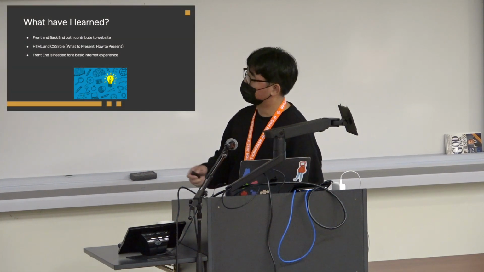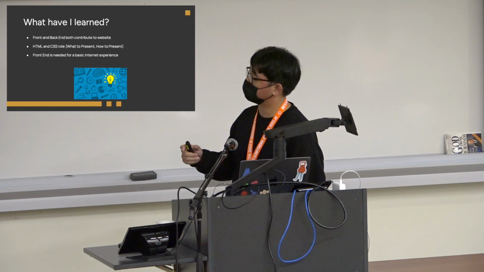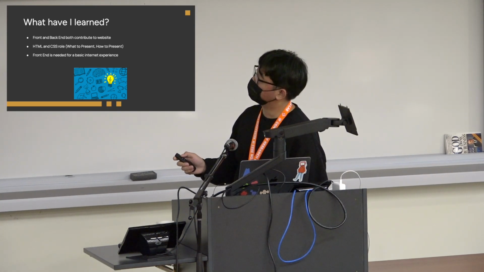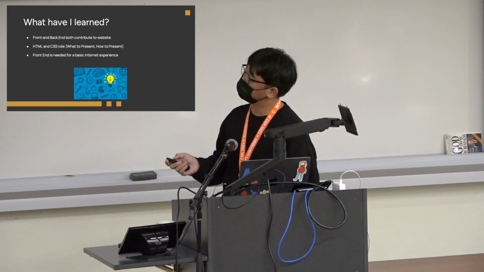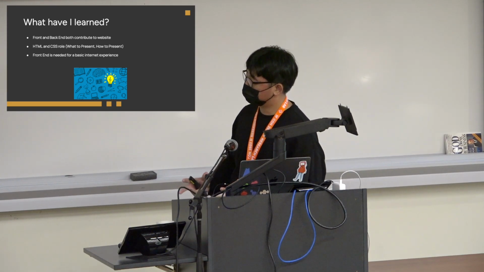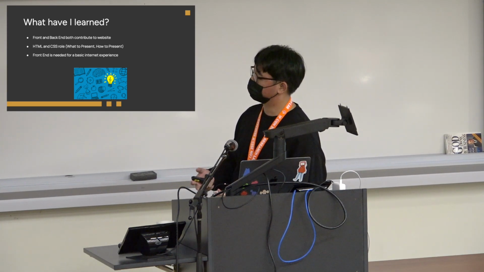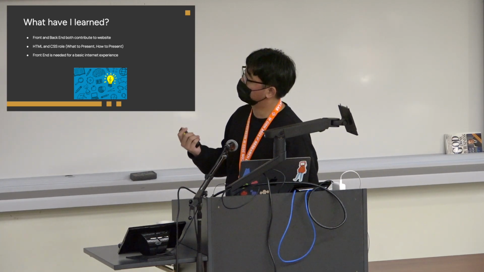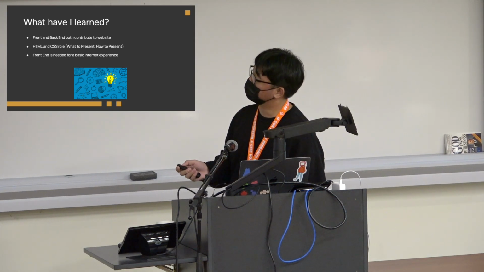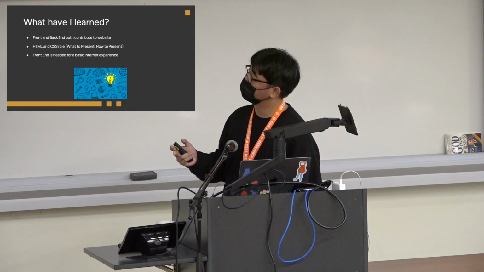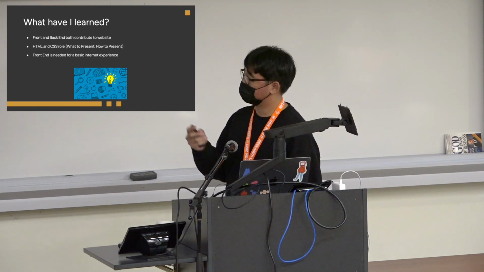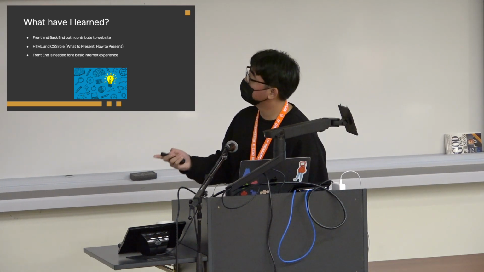What have I learned through all of this? This is to basically sum up everything that I was talking about today. First off, I think that front end and back end both contribute to a website. They are both important because one part is the intricate visual, while the other one is more behind the scenes, but it still is very important because it tells you the other operations behind it. HTML and CSS's role: what to present and how to present. Each of them is important in its own way for the visual style. And front end is needed for a basic internet experience because every time you access a website, a lot of the visual aspects would be grouped.